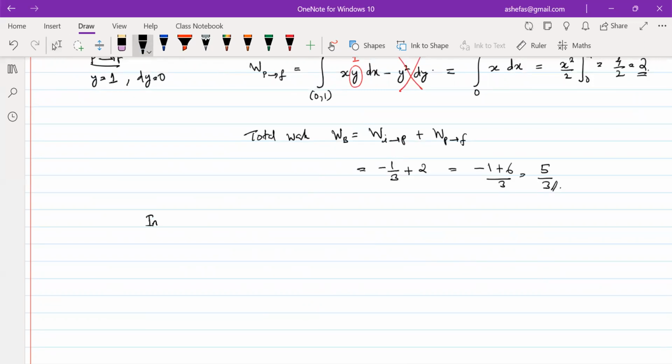In general, line integration depends on path. Okay, but however, there are some special conditions, some special situations in which, for certain vector fields, the line integration would be independent of path. So such kind of line integration, or such kind of vector, is called a conservative vector field.